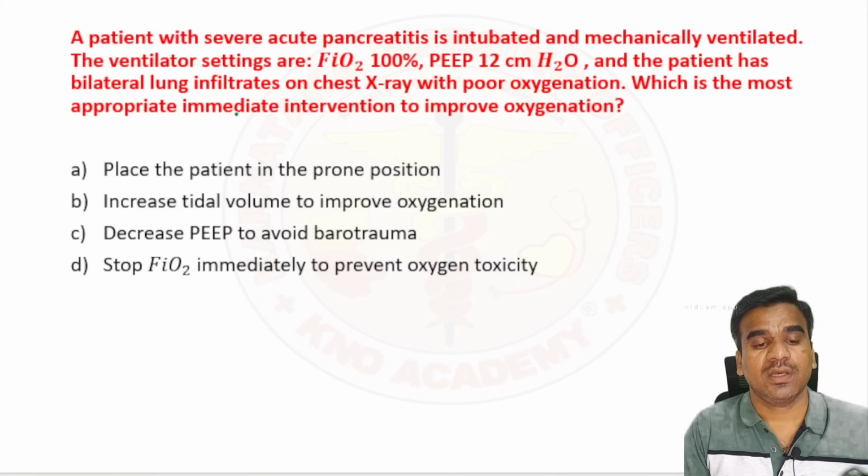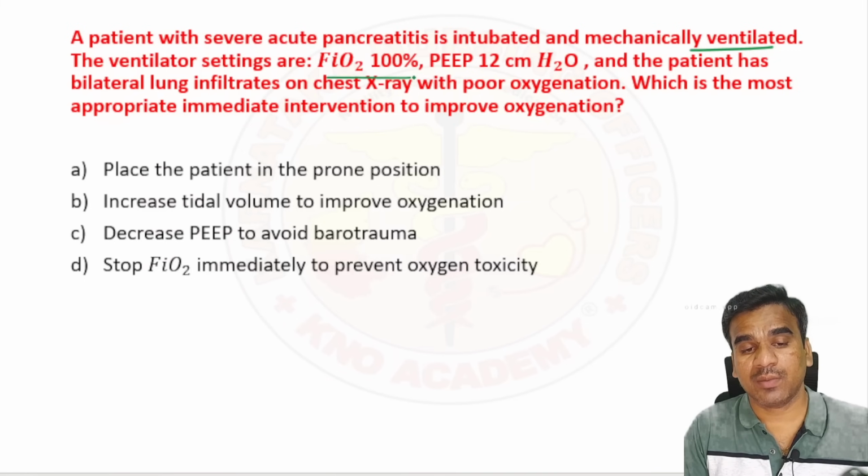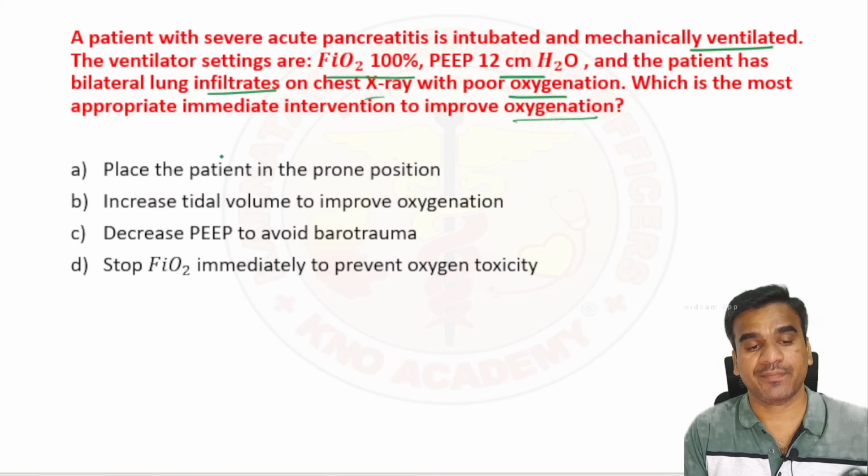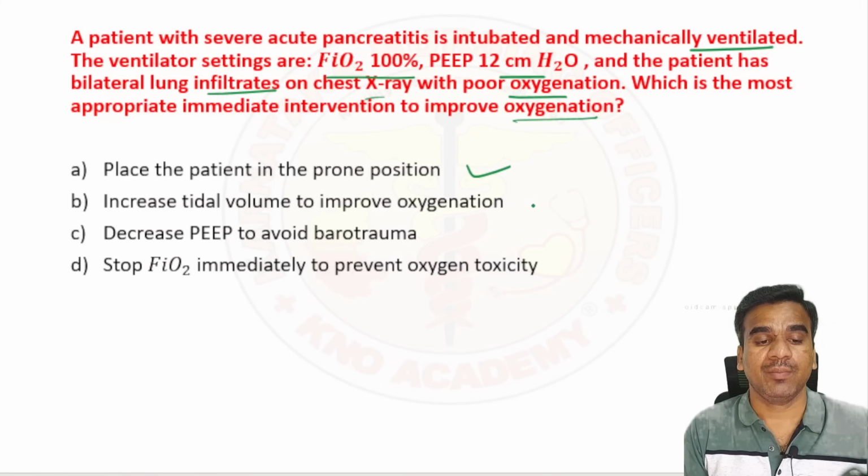Next question: a patient with severe acute pancreatitis is intubated and mechanically ventilated. Ventilator settings are FiO2 100%, PEEP 12 centimeters of water, and the patient has bilateral lung infiltration on chest X-ray with poor oxygenation. Which is the most appropriate immediate intervention to improve oxygenation? Option A is to place the patient in prone position. Increase tidal volume to improve oxygenation.